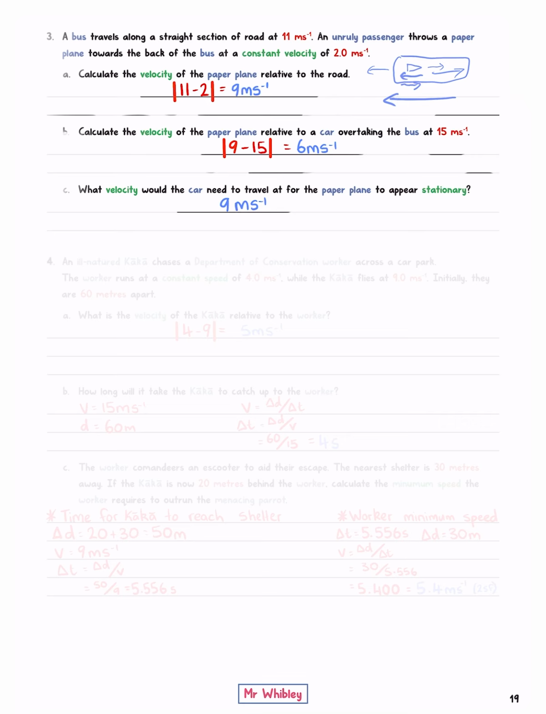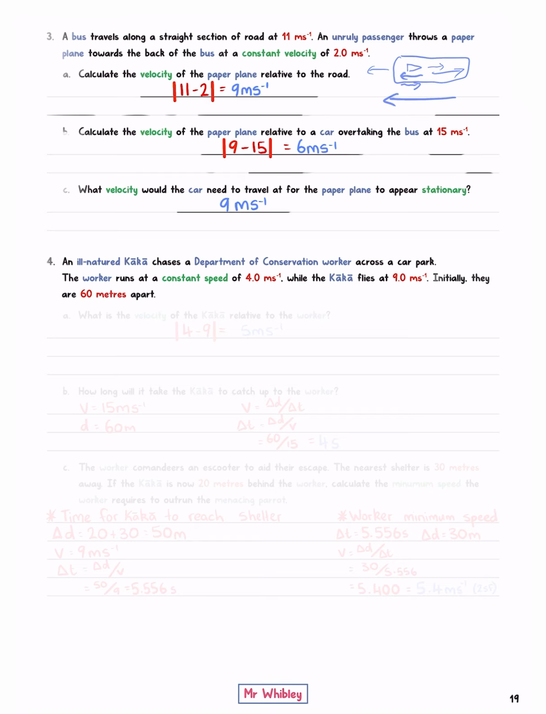Question 4. An ill-natured kaka chases a Department of Conservation worker across a car park. The worker runs at a constant speed of 4 meters per second, while the kaka flies at 9 meters per second. Initially, they are 60 meters apart.